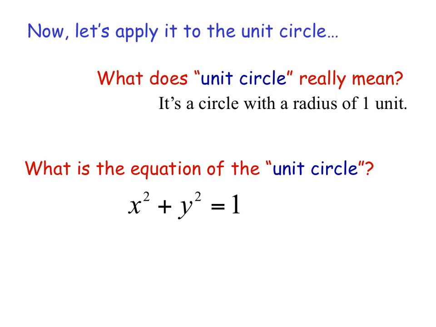It's a circle with a radius of 1 unit, and that means 1 unit on the coordinate plane. So that 1 unit on the coordinate plane is the one on each axis, right? So that's the radius of our circle.